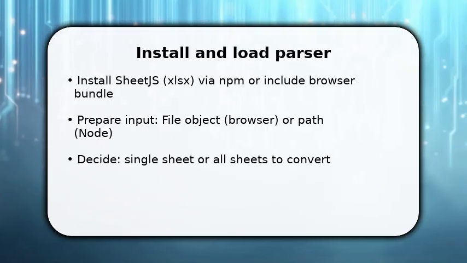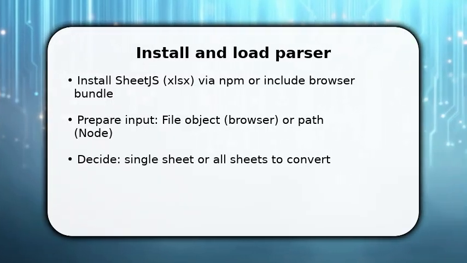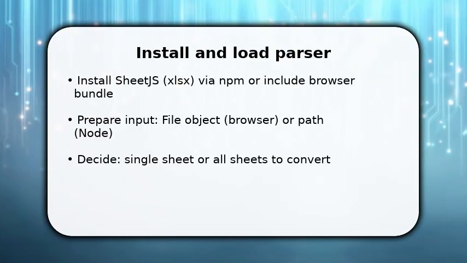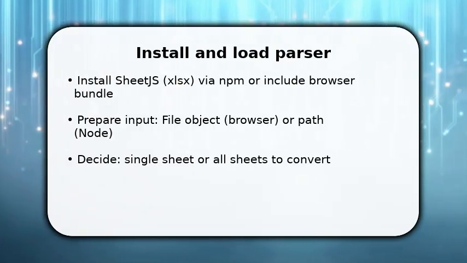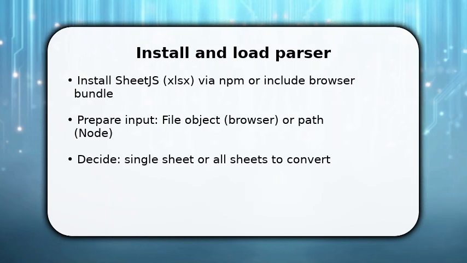Make sure to choose whether you'll convert one sheet or every sheet in the workbook, because that determines how you iterate and name output JSON objects. Now parse the buffer into a workbook object to begin.